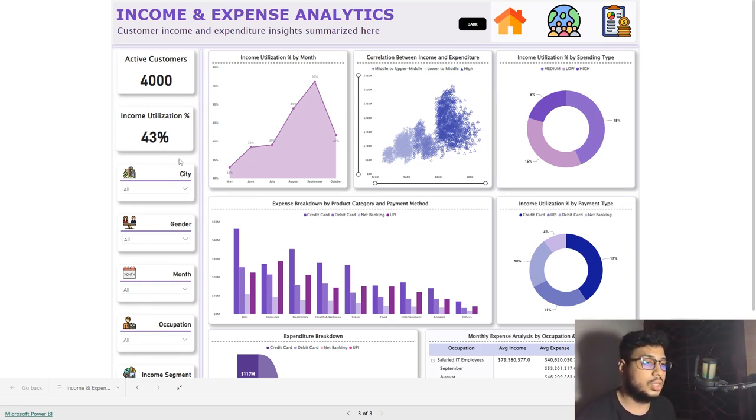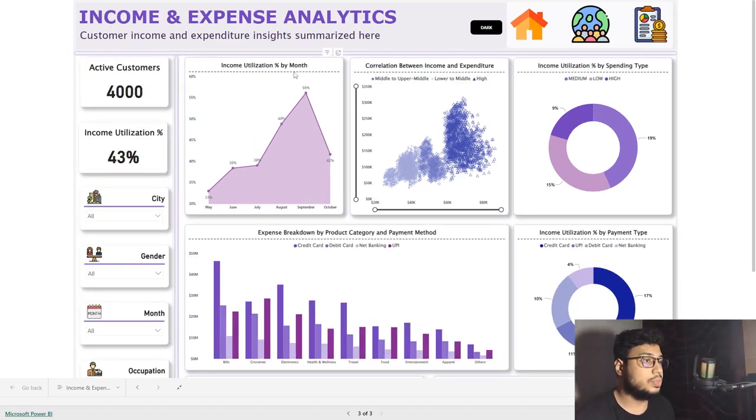So this is income utilization. We see that a customer on average utilizes 43% of his or her income. If the income utilization is more, this means the customer has more tendency to use the credit card, and if the income utilization is less, the customer has less tendency to use the credit card. We can also see income utilization percentage by month.